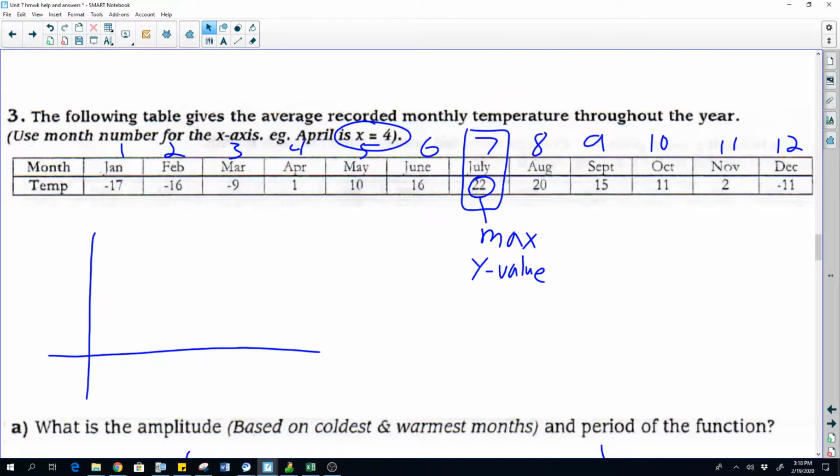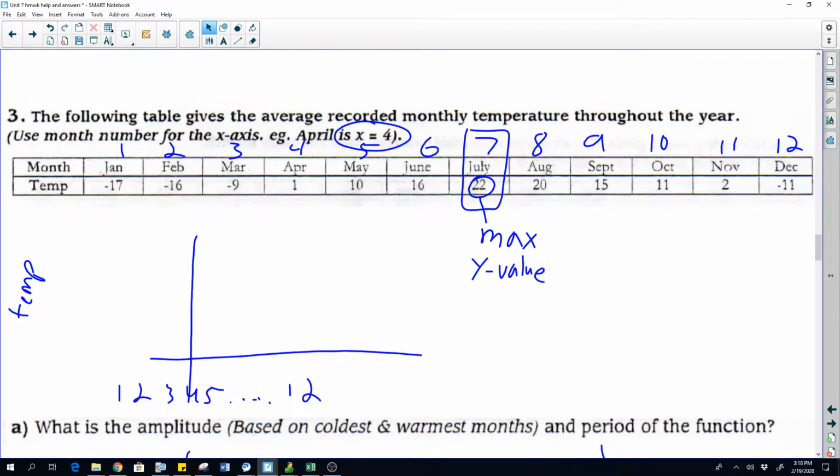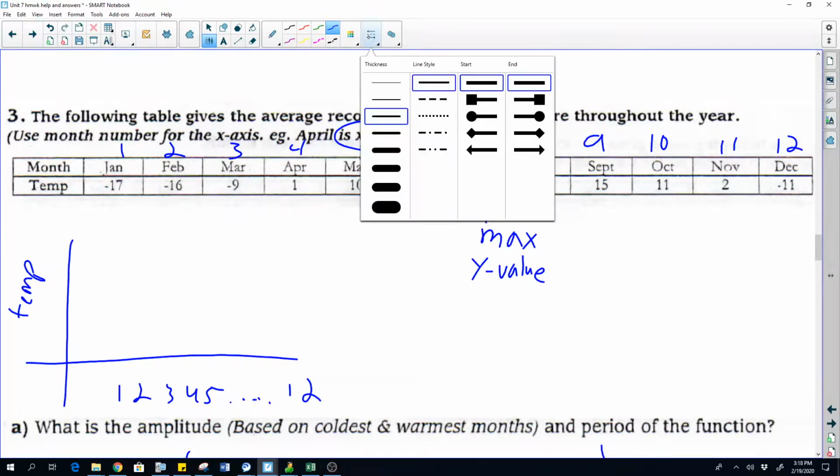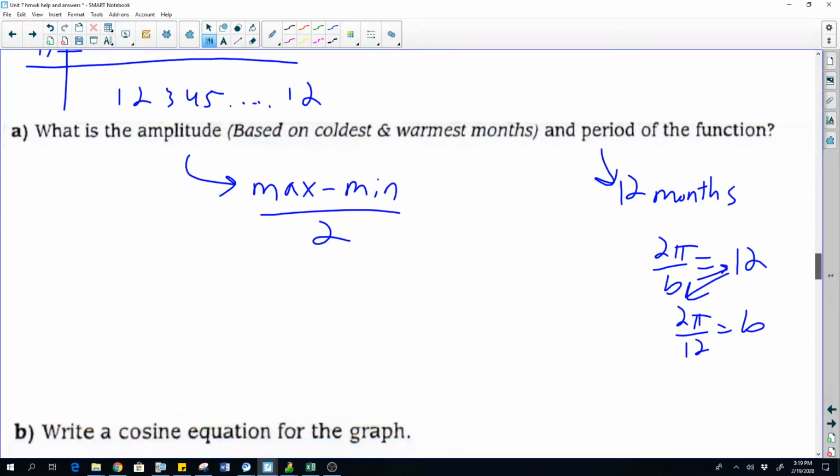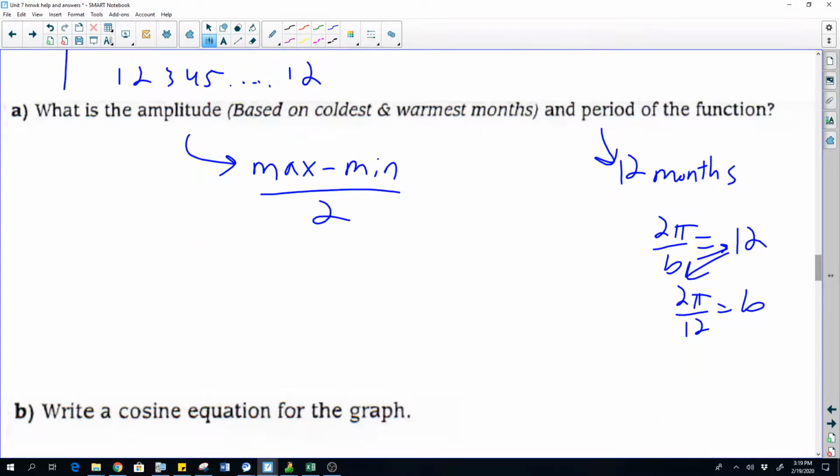The way to think about it is that we'll be doing our months down here, all the way up to 12, and then our temperature goes up and down throughout the year. So our temperature is going to be doing our minimum and maximum. We're going to go as high as 22 and as low as negative 17. That's going to be our maximum and our minimum when we do our graph and help us with our equation. So let's go ahead and do it.